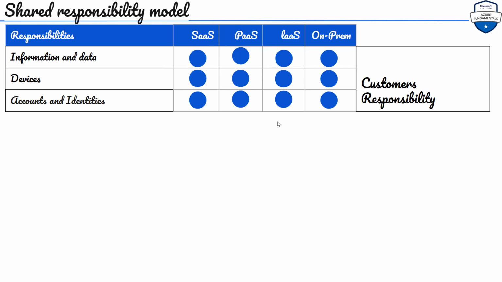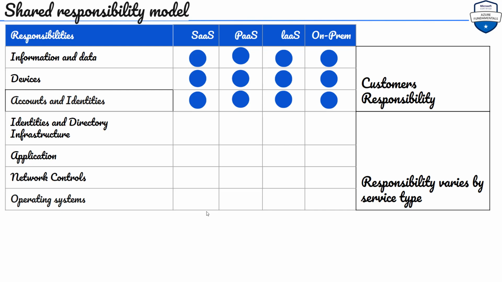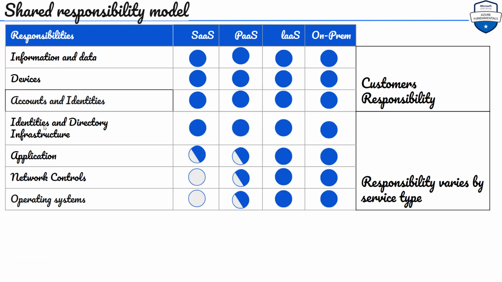From this diagram, we can see that customers are responsible for it under SaaS, PaaS, IaaS, and on-prem. Now, the next one is your service model will determine the responsibility like identities and infrastructure, the application, network control, operating system. So for this that we have under SaaS, it means that this is shared between Microsoft and the customer. This is also shared between Microsoft and the customer, but this is solely owned by Microsoft. That means Microsoft is going to take charge of your network control and then operating system under SaaS.